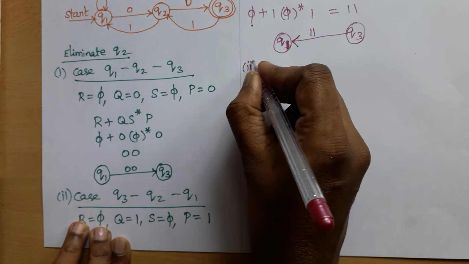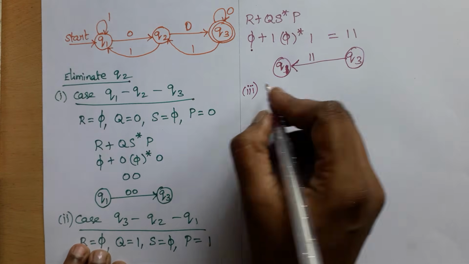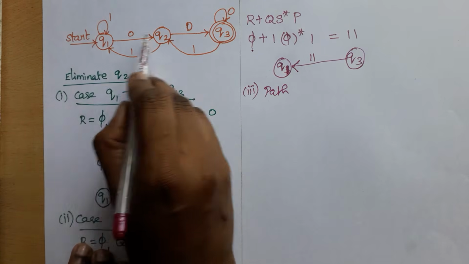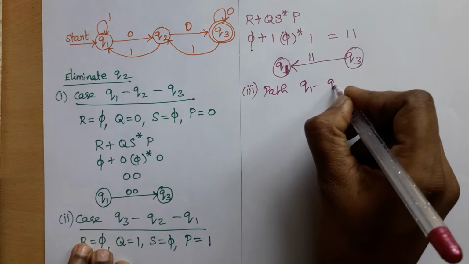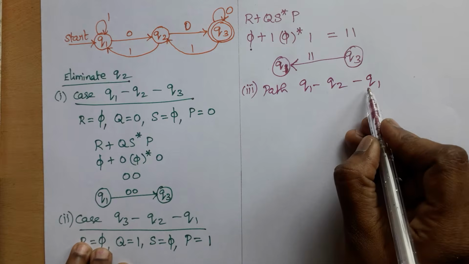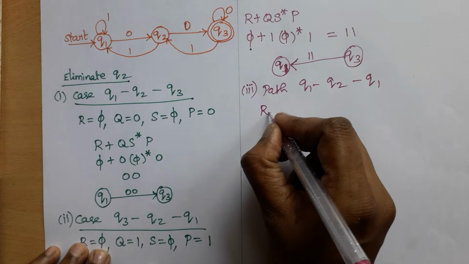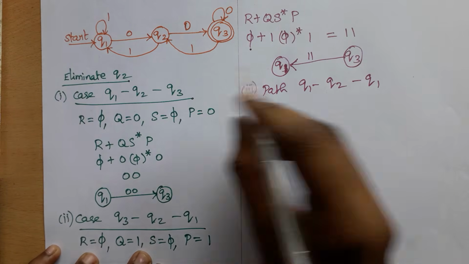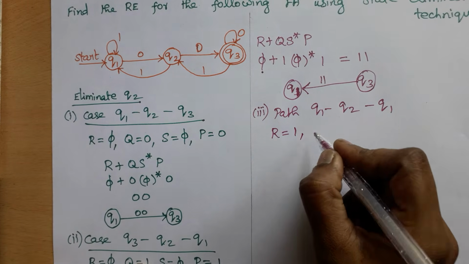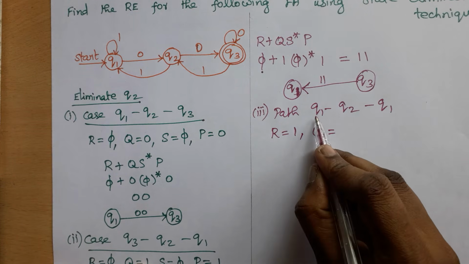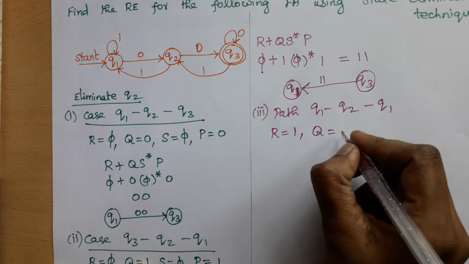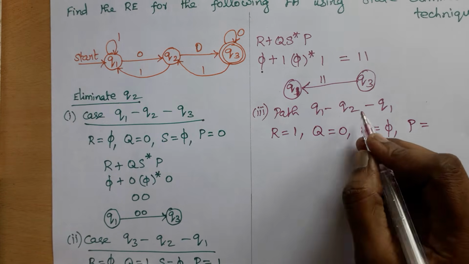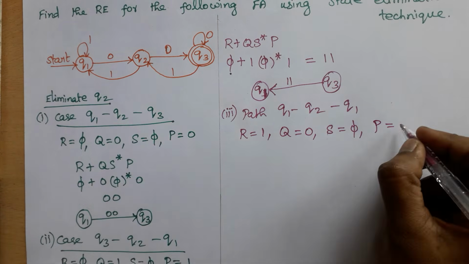So for the third case, we need to consider the path Q1, Q2, Q1. Here the predecessor and successor are both Q1, so the same formula we have to apply. R means Q1 to Q1, so 1. Then Q means predecessor to eliminating state, Q1 to Q2, 0. S is Q2 to Q2, 5. Then P is Q2 to Q1, that is 1.